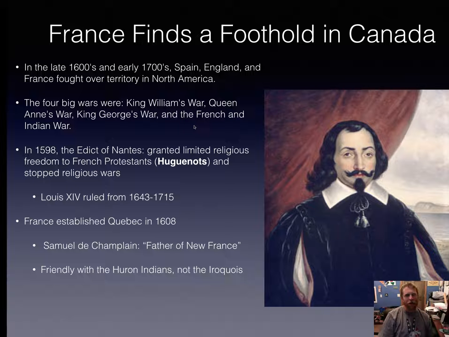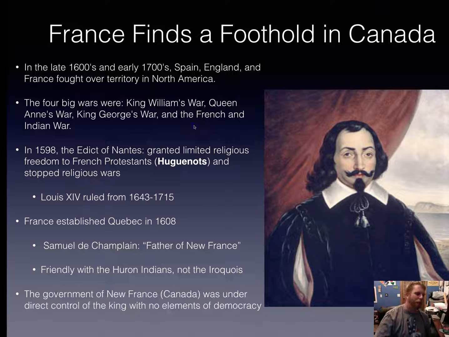Now, the French are markedly different to the Native Americans than the Spanish or the English. They were friendly with the Huron Indians. They were generally friendly with most Native Americans. They worked closely with them. The exception was the Iroquois. The Iroquois recognized the British had better trade. They were more powerful, and so they always allied with the British. That's the only tribe that didn't really ally with the French.